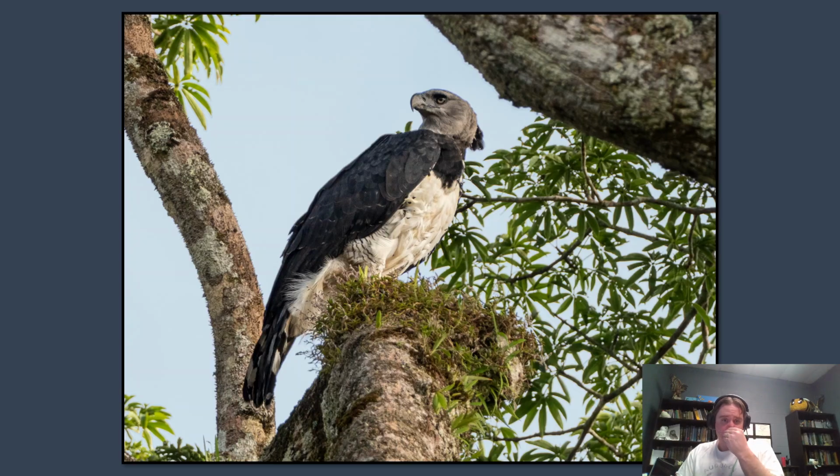Now, there's a harpy eagle. I feel like I can't just show you skeletons and not show you what the bird actually looks like. So here's an obligatory picture of a harpy eagle to go with the harpy eagle skeleton.